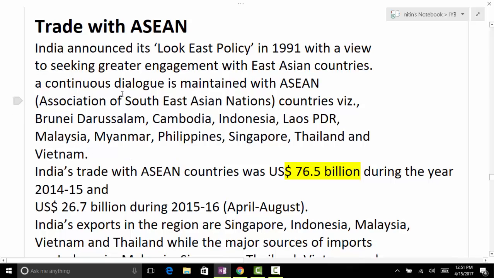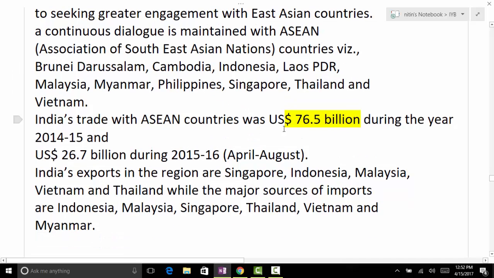Trade with Asia, you just need to see our Look East policy, now Act East policy. How much trade do we do with ASEAN? It says around $76 billion. You should have an idea of how much trade we are doing with Asian nations, because if the question comes in mains, then you should have certain facts to substantiate your arguments.